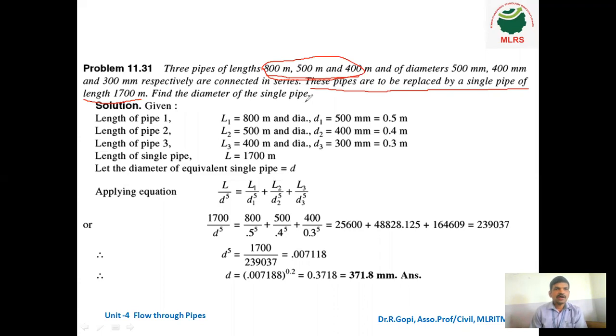Now, length of pipe 1, L1 is equal to 800 meter, and diameter D1 is equal to 0.5 meter. Next, length of pipe 2, L2 is equal to 500 meter, and D2 is equal to 0.4 meter. Next, length of pipe 3, L3 is equal to 400 meter, and D3 is equal to 0.3 meter. Next, length of the single pipe is equal to the summation of 800, 500 and 400.